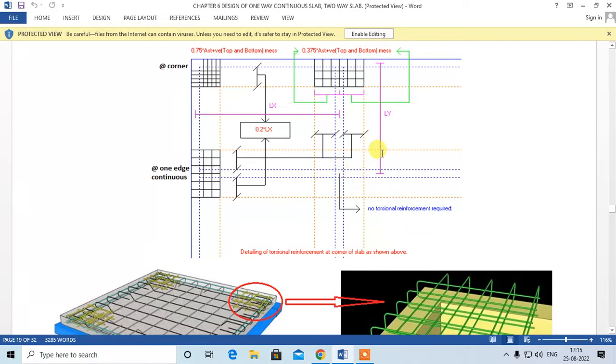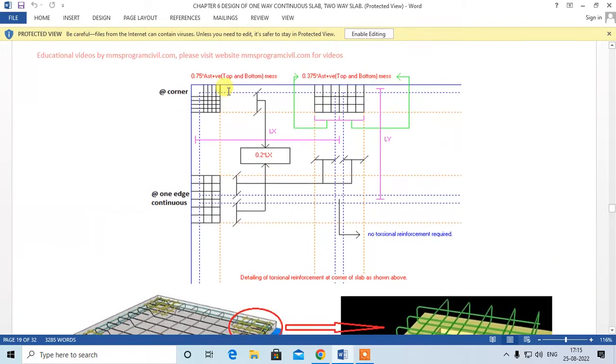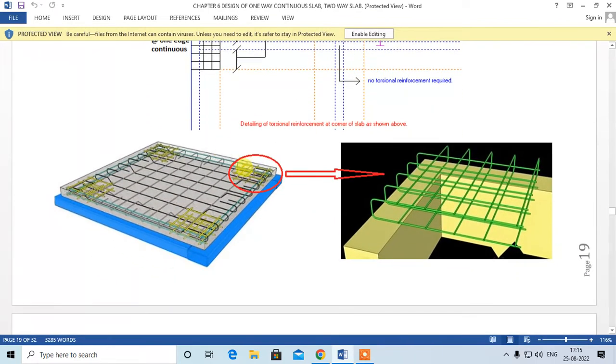Okay. Some bent up bars will come from this side, some from this side, some from this side, some from this side, similarly here, and so on. And that top reinforcement will be more than enough for stopping the development of the cracks at the corner, right? Okay. So this corner is this corner, okay?